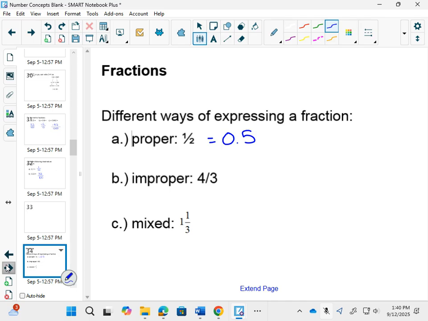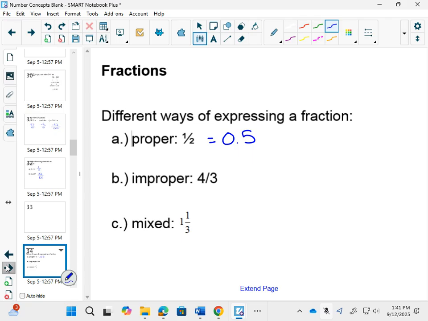Next, I have an improper fraction. An improper fraction is when the number on the top is bigger than the number on the bottom. In a fraction, we have a special name for the part that's the top, and a special name for the part that's the bottom. Do you remember the names of fractions? Numerator and denominator. The top part is your numerator. The bottom part is your denominator. Excellent. So when your numerator, the top part, is bigger than your denominator, we call that an improper fraction.